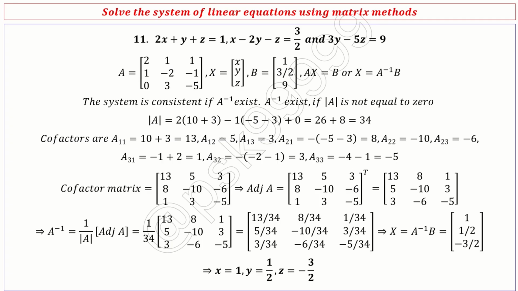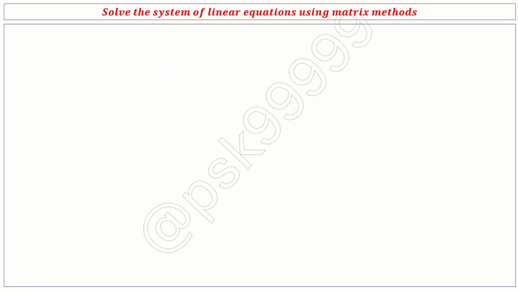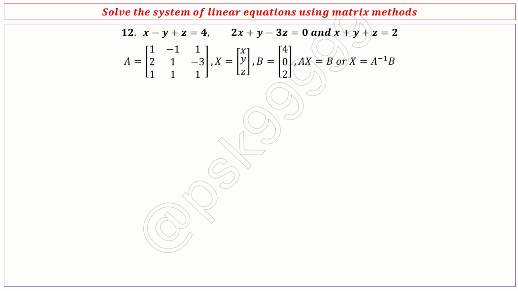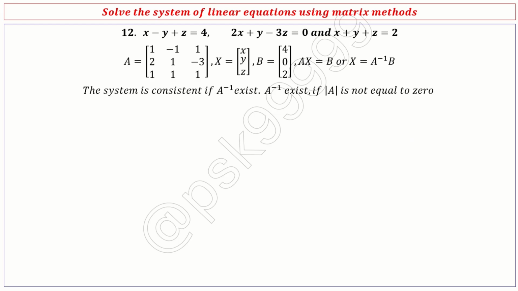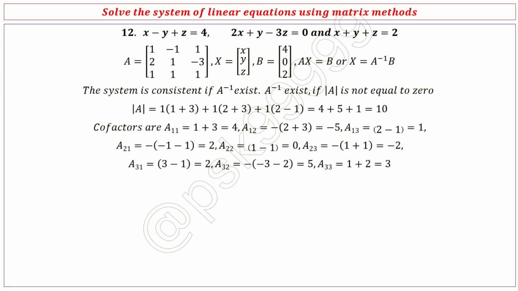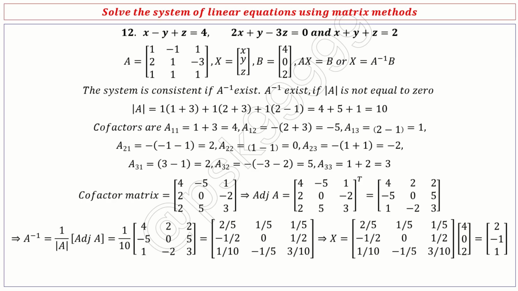This is the method for a 3 by 3 matrix or a 3 variable linear equation. You will solve using the matrix method. You will do exactly the same for others also. Another three variable system of linear equations is given. You will form the matrices A, X and B. X is A inverse B, so you will find A inverse using the determinant and cofactors, then transpose to the adjoint matrix, then find the inverse of A and multiply with B. You will get X, which is 2, minus 1, 1. That means x is 2, y is minus 1, z is 1.